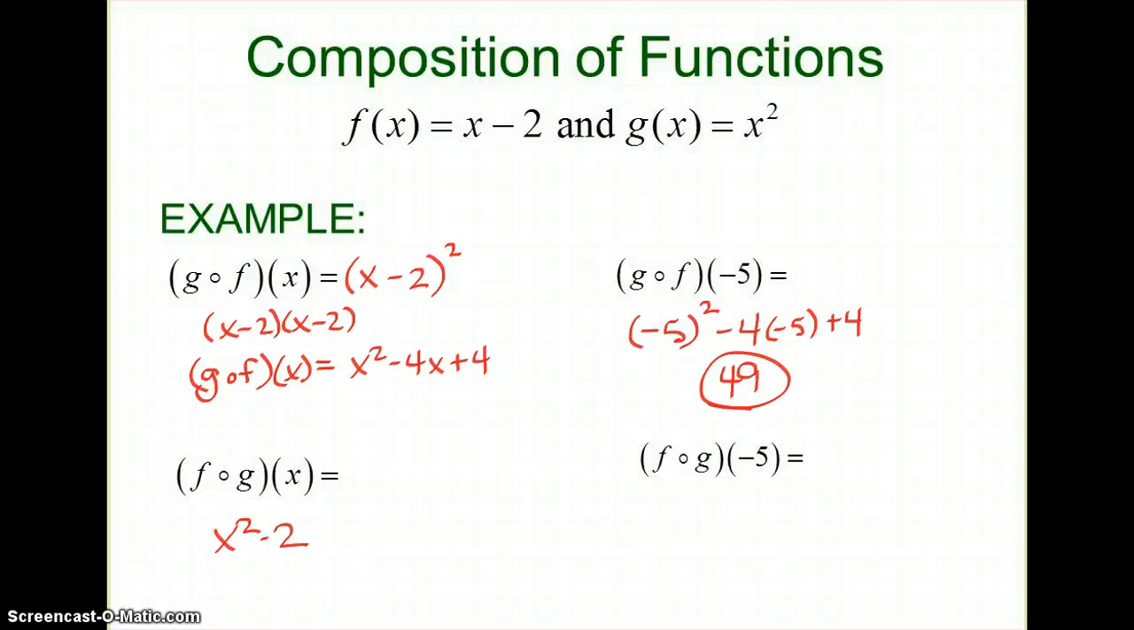And then secondly, if I want to do f composite g of -5, then it just becomes -5 squared minus 2, which is 25 minus 2, which is 23. Okay, so that one is a little bit easier to calculate, a little bit easier to do the composite, but it's just really a matter of substitution is all it is.